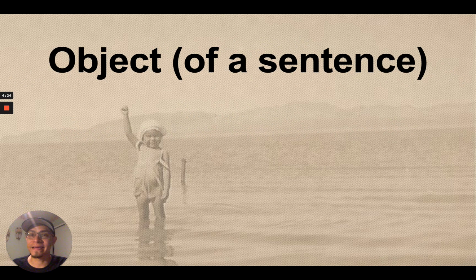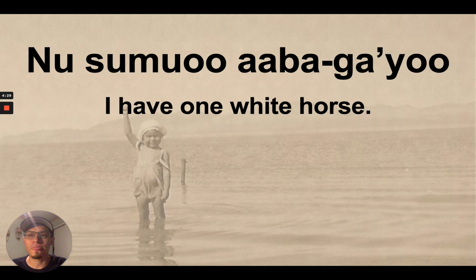Let's look at some examples of the number in use as the object of a sentence. Ne sumu'oo aaba-ga'yoo. I have one horse. So what's different here? The "u" is dropped and replaced with "oo". Ne is the subject of the sentence. Therefore, one horse is not the subject, so it doesn't take the "u" form. It takes this "oo" form because it is what I have. I have one horse. Sumu'oo aaba-ga'yoo.